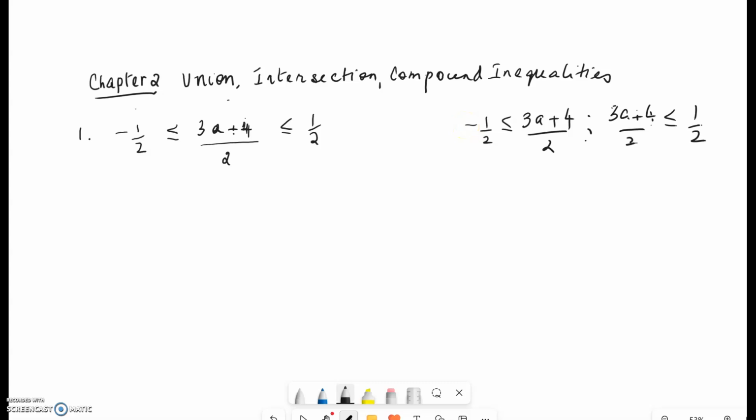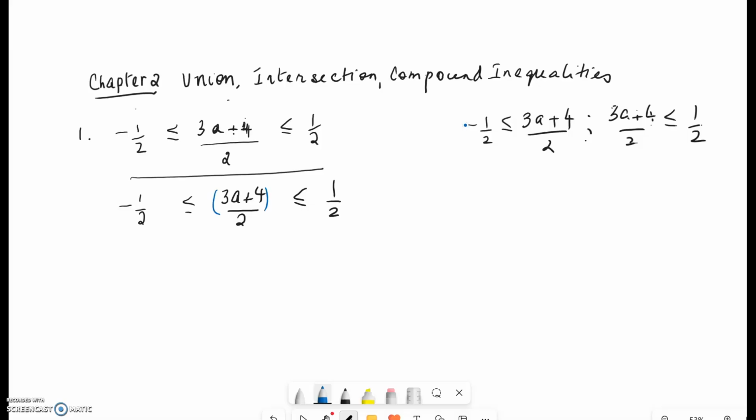So when we combine these two, we get this inequality. Now we have to solve for a, and the first thing we want to do, one at a time, we want to get rid of the numbers. But the first thing we'll do is, let's write this down, 3a plus 4 over 2 is less than or equal to half. So remember, we're looking at the middle here. We have to eventually get a by itself.